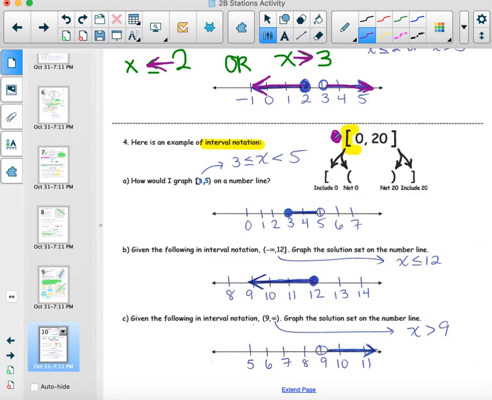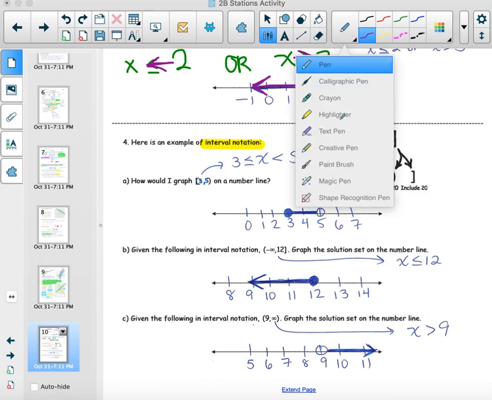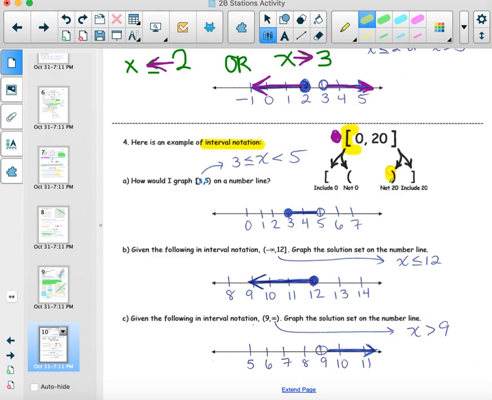If I have parentheses, which are right over here, I'm going to be thinking open circle. Okay, so open circle for parentheses. Okay, so if we look over here, how would I graph from 3 to 5? And you'll hear me refer to inclusive, exclusive. Okay, so 3 is included, so I'm going to have my closed circle. We just talked about that over here with the square bracket. All the way to 5, but not including 5, so there's my open circle.